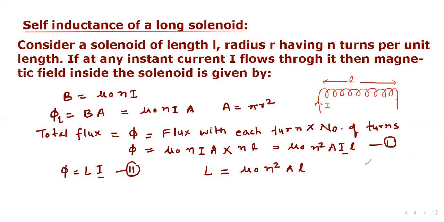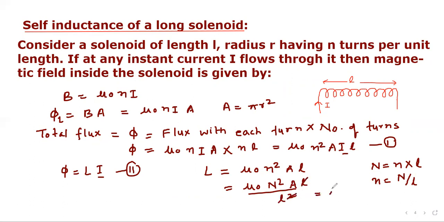But total number of turns equal to number of turns per unit length times length. So small n is equal to capital N divided by L. So if we write this value here, so mu naught, this will be N square A L divided by L square. So one L will cancel out, and we will be left with mu naught N square A divided by L.